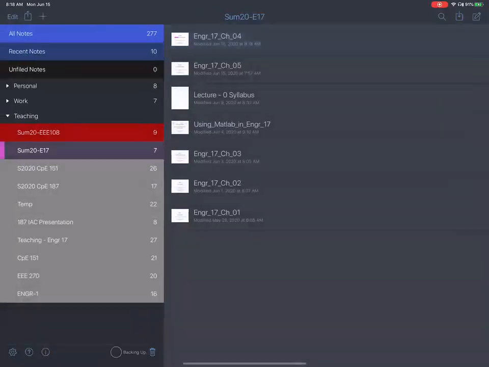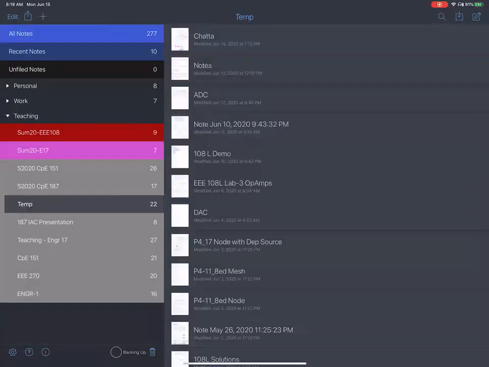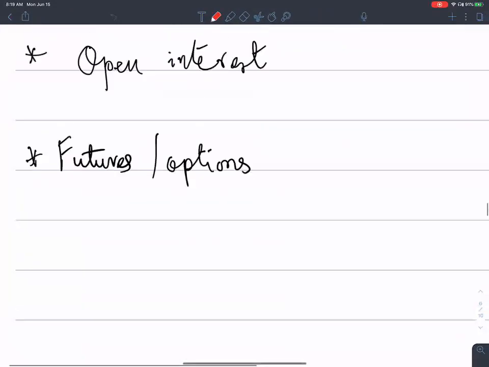Maximum power transfer example. Let's see, somewhere in here.